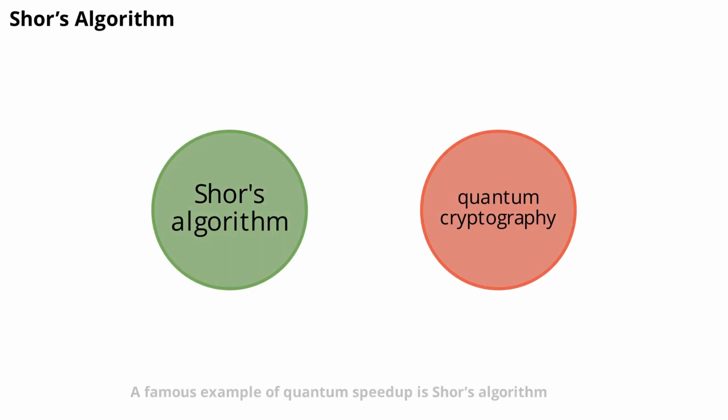A famous example of quantum speedup is Shor's algorithm, which can factor large numbers much faster than the best-known classical algorithms. This has huge implications for encryption, as many security systems rely on the difficulty of factoring. Quantum computers running Shor's algorithm could potentially break current cryptographic codes, prompting the search for new, quantum-resistant encryption methods.